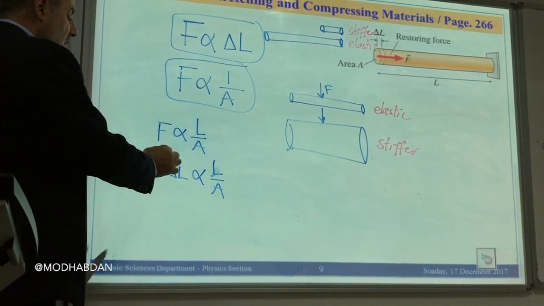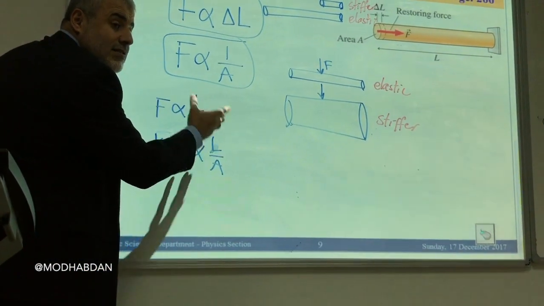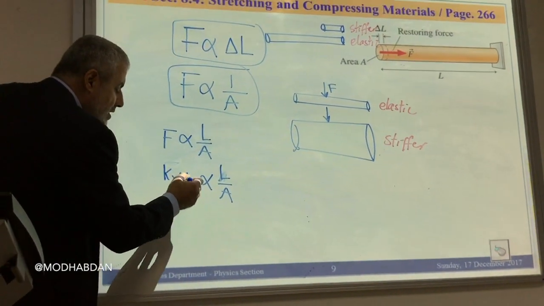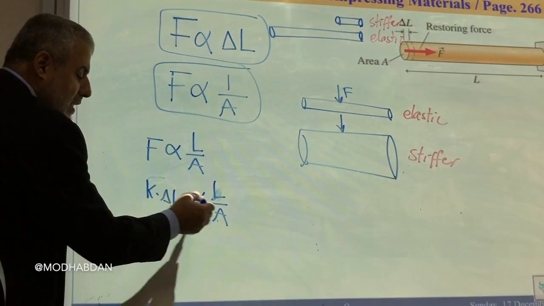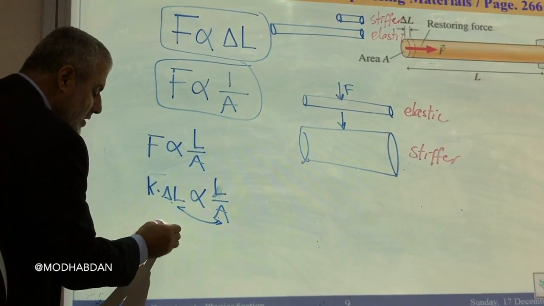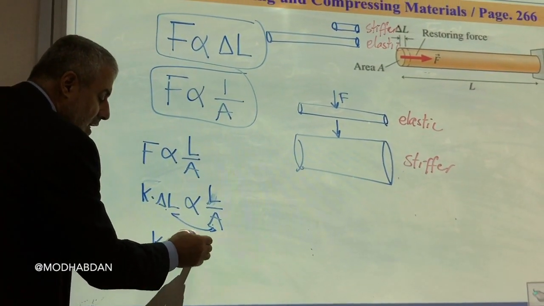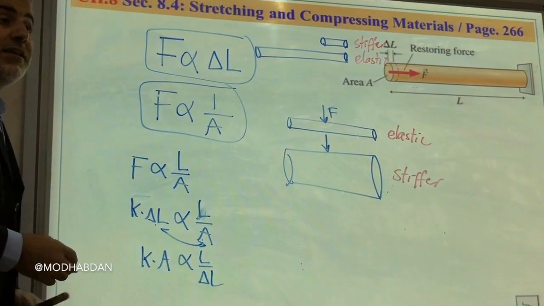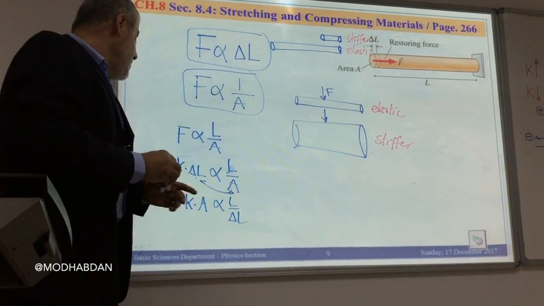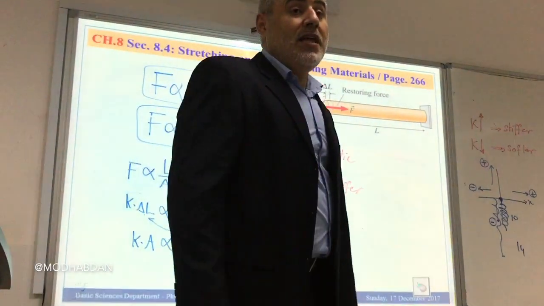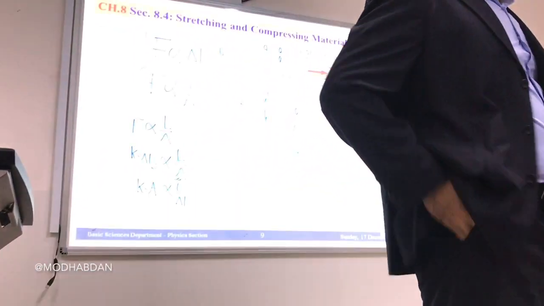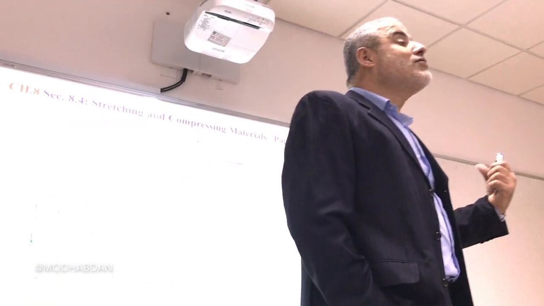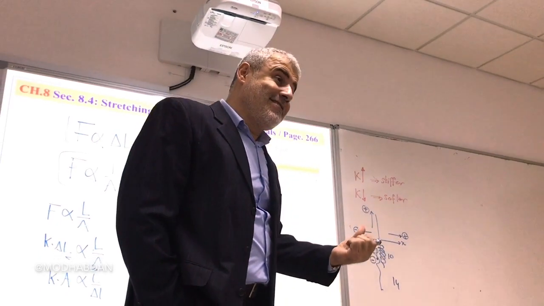Just simple here. Now I will rearrange this. Just follow with me. I will send this to the other side and bring A here. So K times A is proportional to what? L over delta L. If we exchange this now, L over delta L has a meaning. We call it strain, and the other one is called stress.